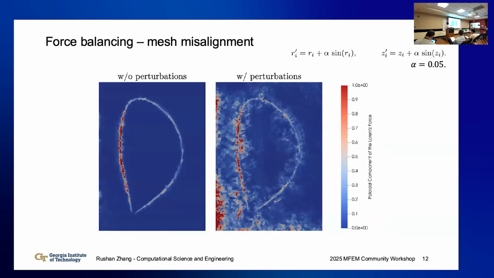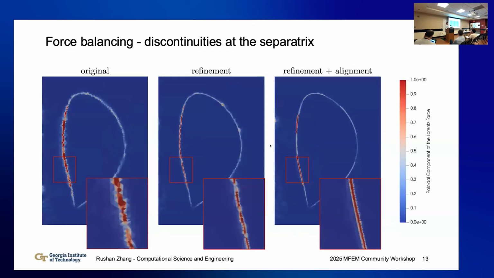And now is the result of the experiment with the mesh misalignment. I've just mentioned that this perturbation is very small, but with this very small perturbation, there's already a lot of error introduced in the force balancing. And in terms of the discontinuity at the separators, we find that refinement is very important. It results in much smaller error along the separators, but it seems that further alignment with the separators doesn't really result in smaller error.